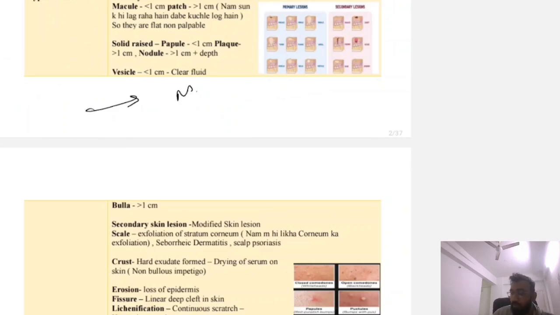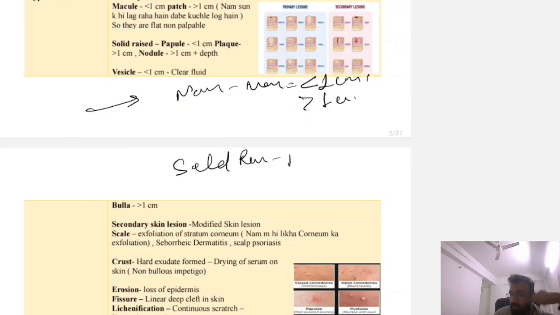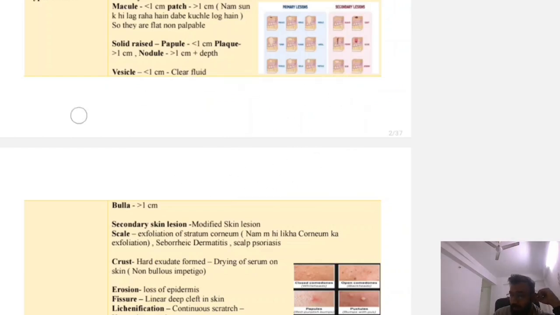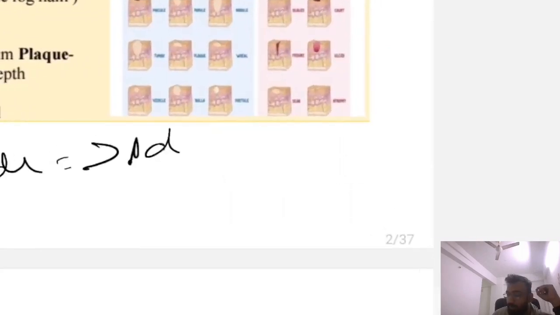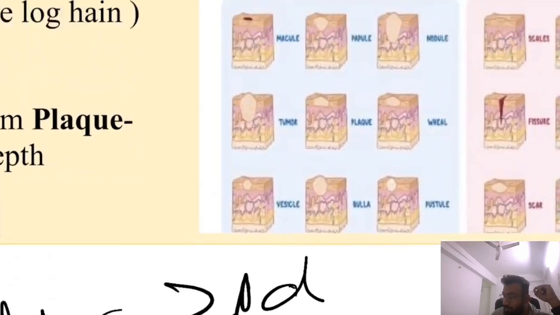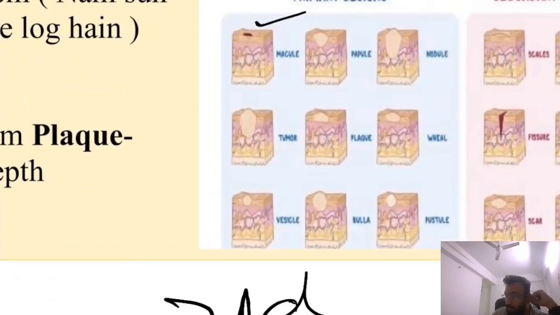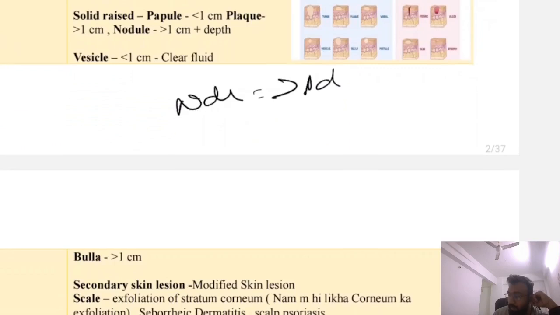First we learned about the non-palpable lesion, that is macule. Macule is less than 1 centimeter. Patch is greater than 1 centimeter. Now we have solid raised lesions: papule, less than 1 centimeter. Plaque is seen in greater than 1 centimeter. Next is nodule. Nodule is greater than 1 centimeter plus depth is present. So you can see in this picture, macule is non-palpable, papule is a solid lesion, nodule is a solid lesion with depth, greater than 1 centimeter, and vesicle.